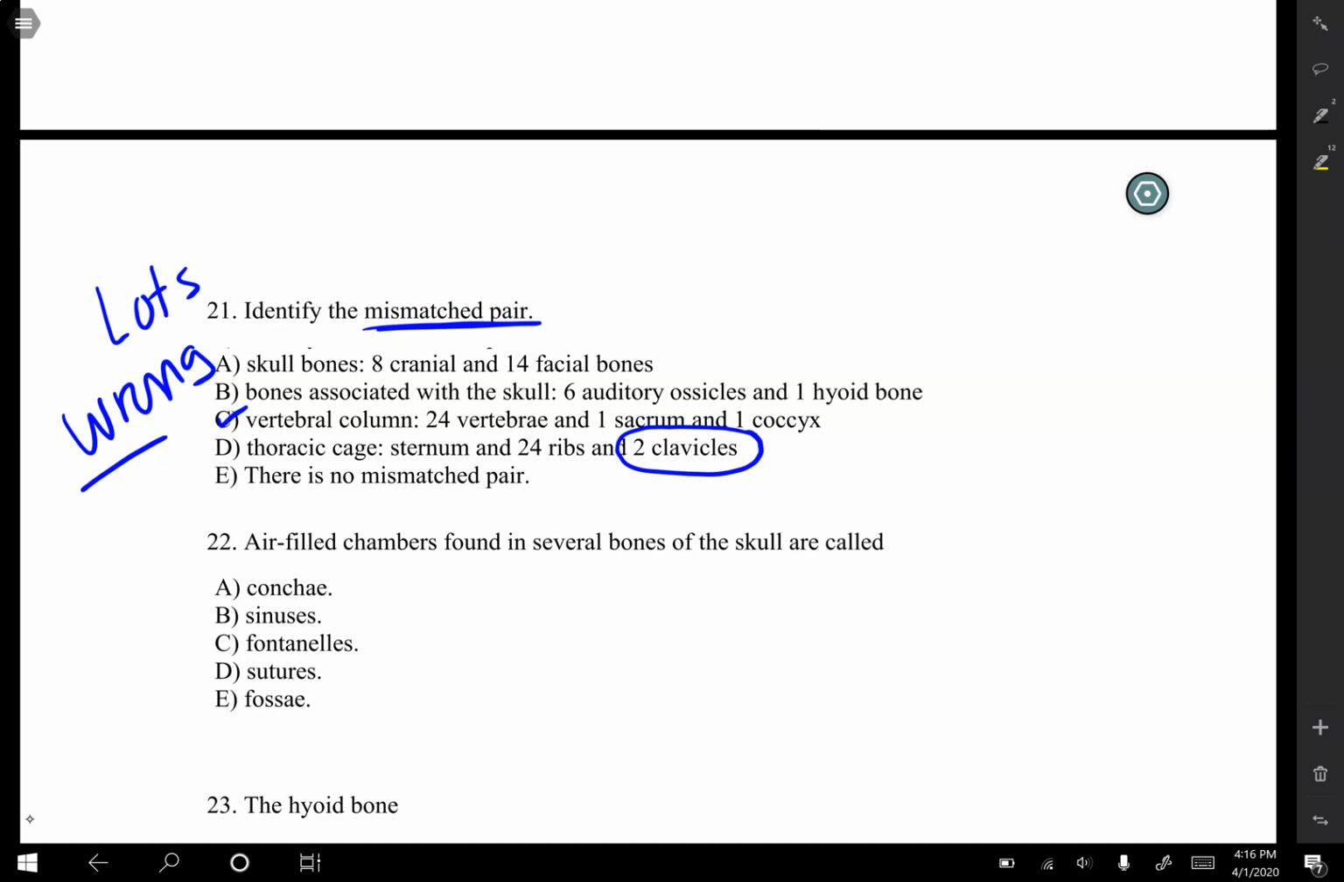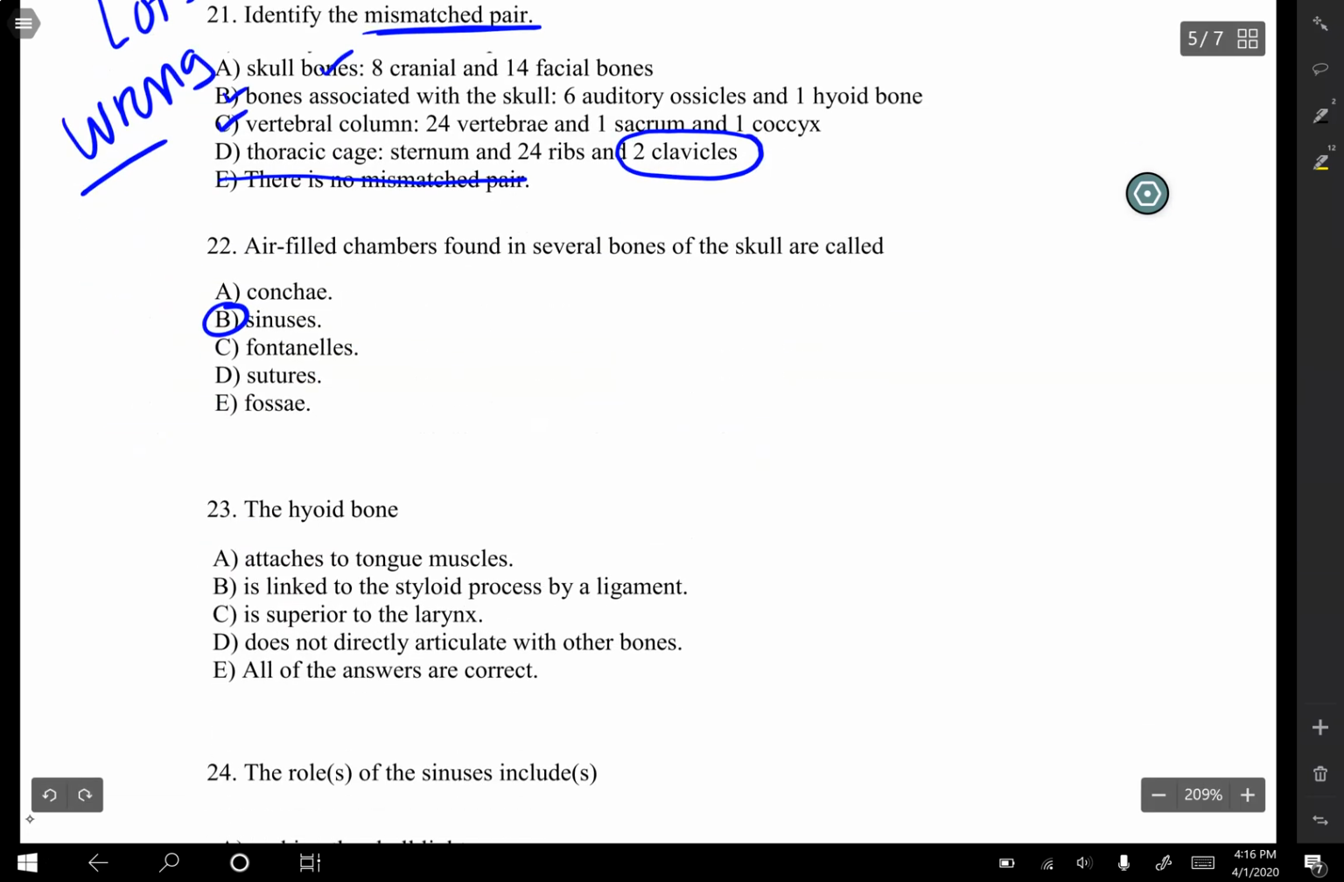We know that we have our bones of the skull area. We have our cranium up there. And obviously there are some that are mismatched. So tricky. The air-filled chambers are known as sinuses. The hyoid bone is kind of in your neck. Your tongue attaches to it. It is above your larynx. It does not join with any other bones. Bunch of answers there are correct.